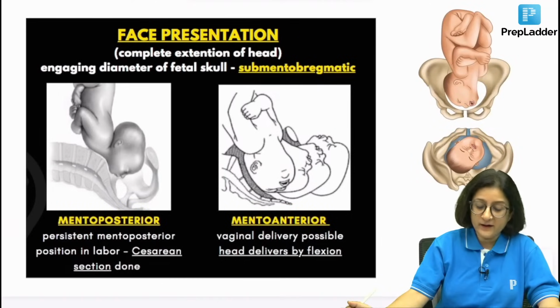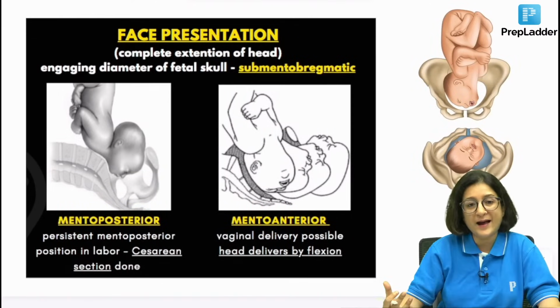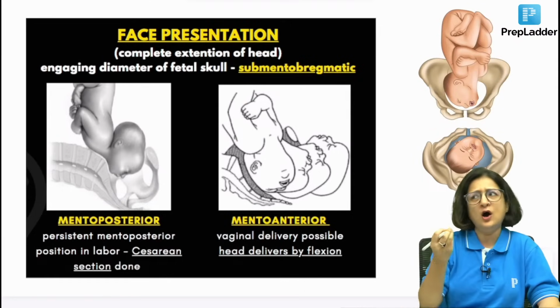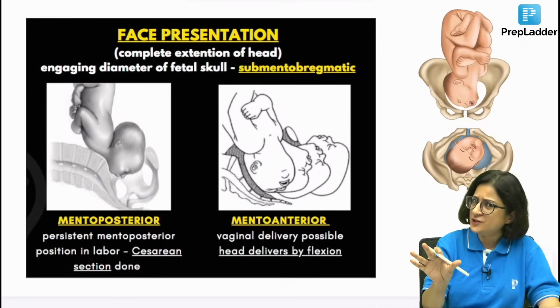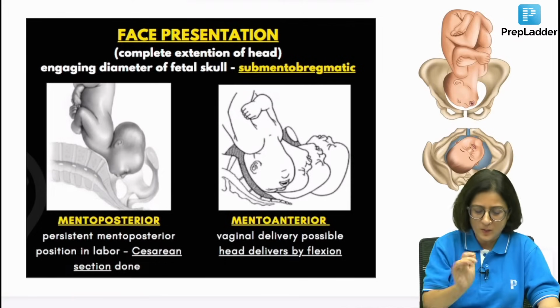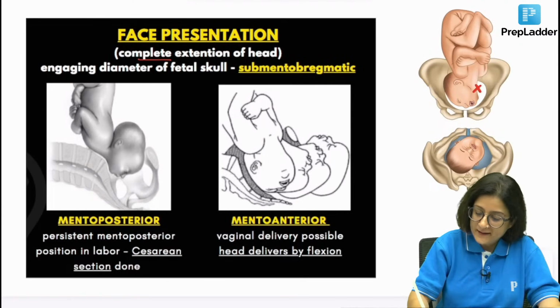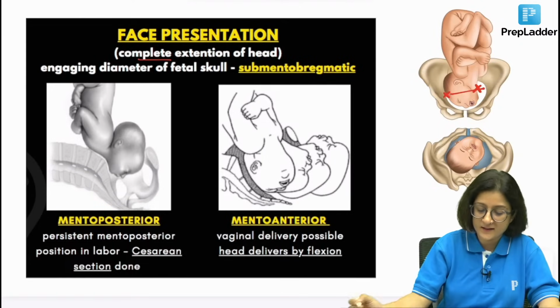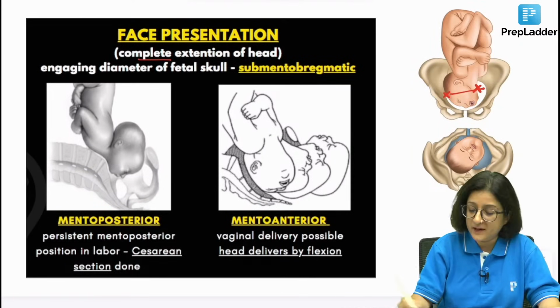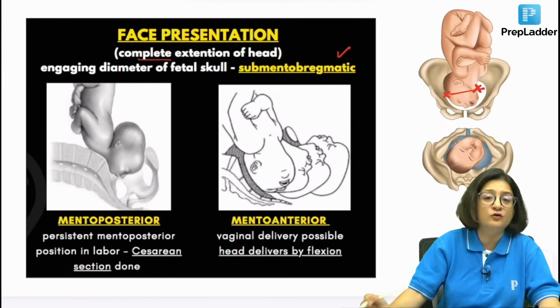Now, next, a quick recall of the face presentation. Face presentation tends to happen when there is complete extension, or sometimes even partial extension, of the head. But let's stick to the more common scenario, that is complete extension of the head. When the head is completely extended, can you see this diameter in the image? So, image based recall, this is the submentobregmatic diameter.